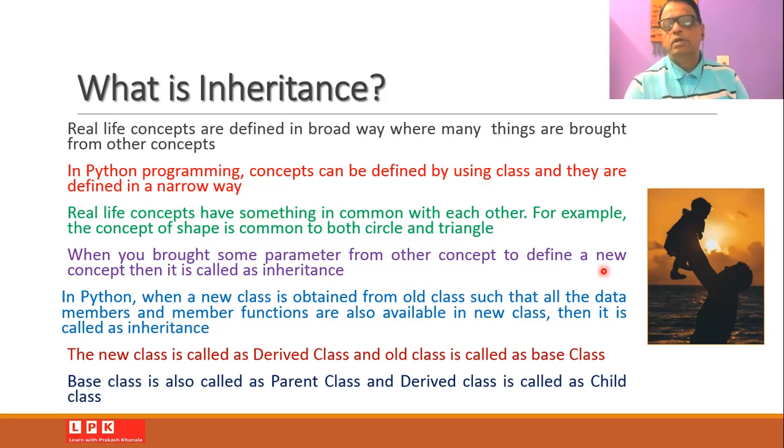As I told you, in real life, a child acquires certain properties from his parents. This is nothing but inheritance. But the child is not exactly the same as his parent. He will have something additional, something different, and therefore he is a new human being. Similarly, in programming also, we can define a concept and borrow some parameters of an older concept into a new concept. Whenever we do this, that is called inheritance.